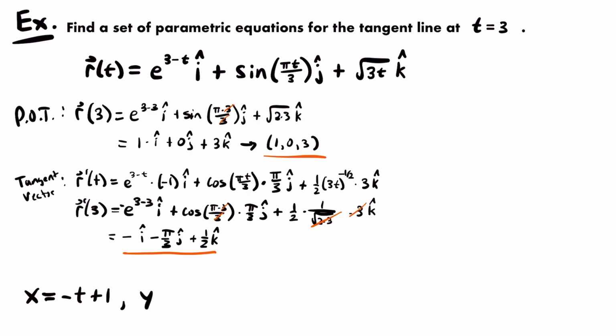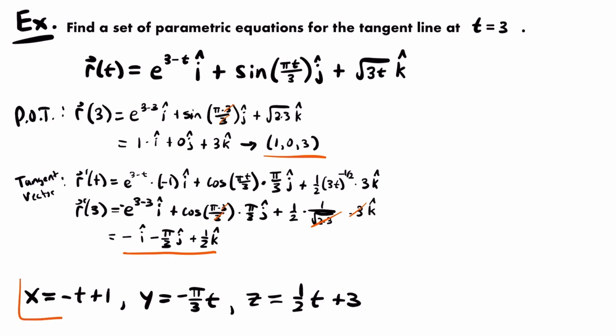Then let's move on to the y equation. That will be equal to the y component multiplied by t. So we have negative pi divided by 3 times t, and then adding the y coordinate of our point. Well, it's just 0, so there's nothing to add. We'll just leave that equation as it is. And then finally, we have the z equation. We'll take the z component of the tangent vector, which is 1/2, and multiply that by t, and then add the z coordinate from the point of tangency, which is 3. So we have plus 3.